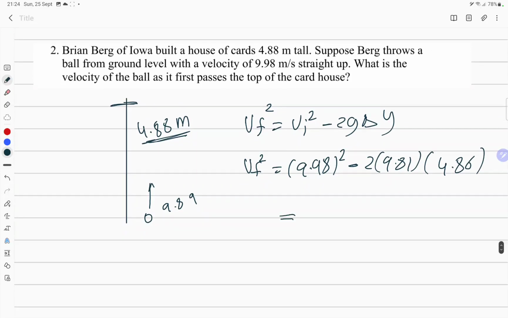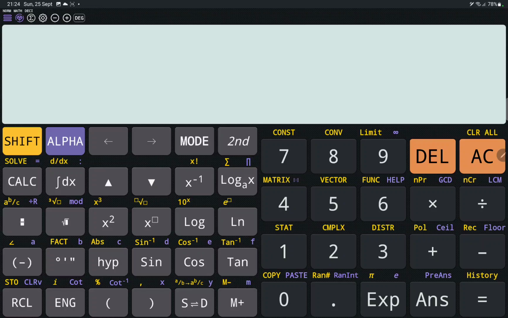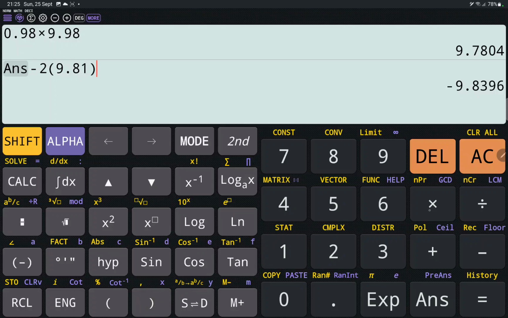So let's calculate. 9.88 times 9.88 minus 2 times, in brackets, 9.81, close the bracket, times 4.88. And that's going to be negative. Of course it's going to be negative because I just put a negative sign for the V final.